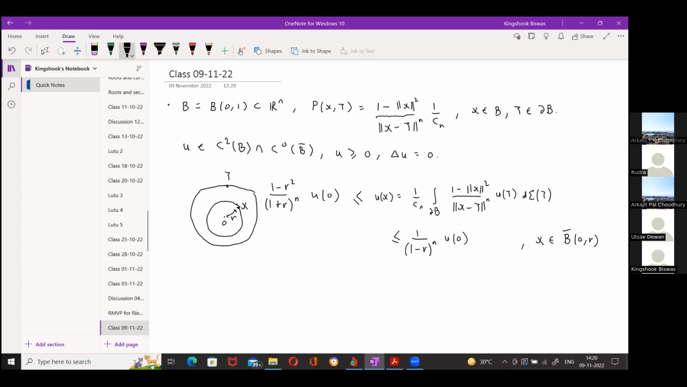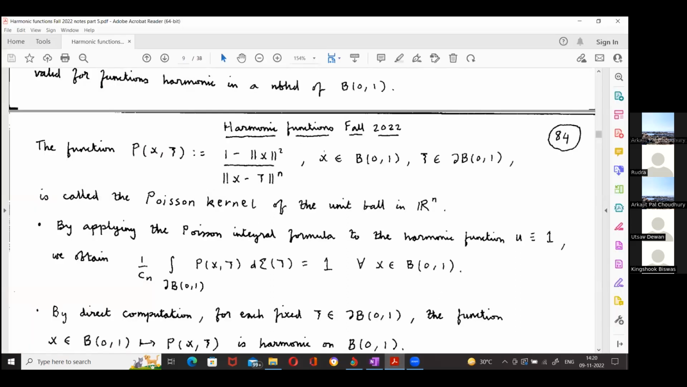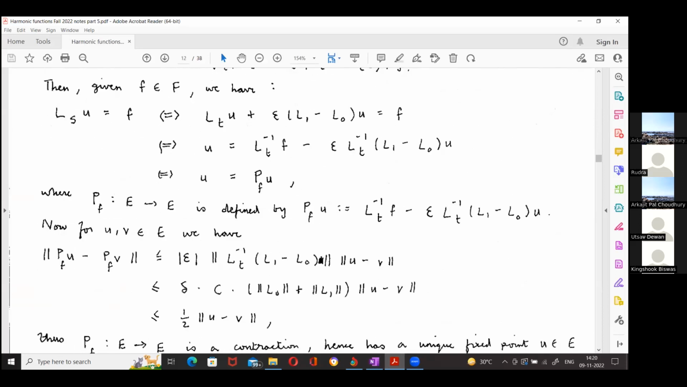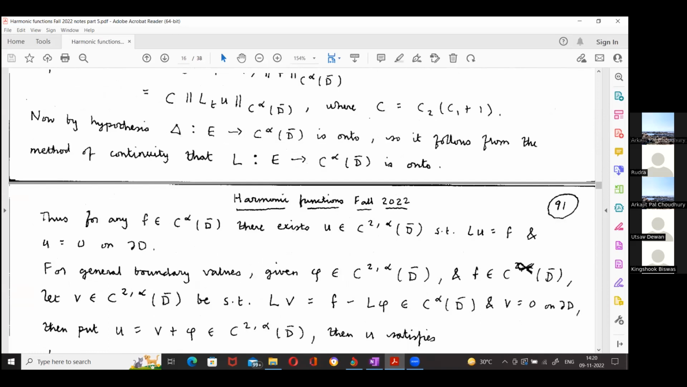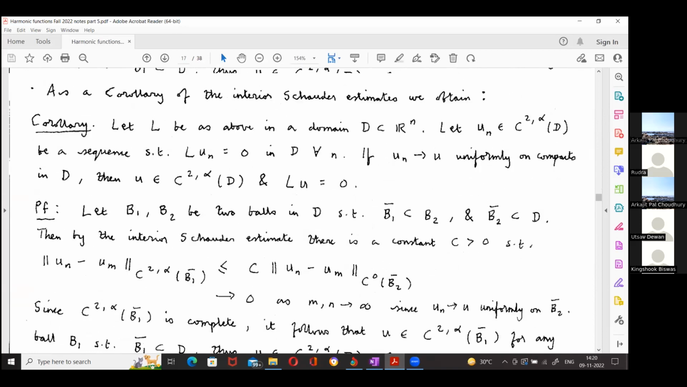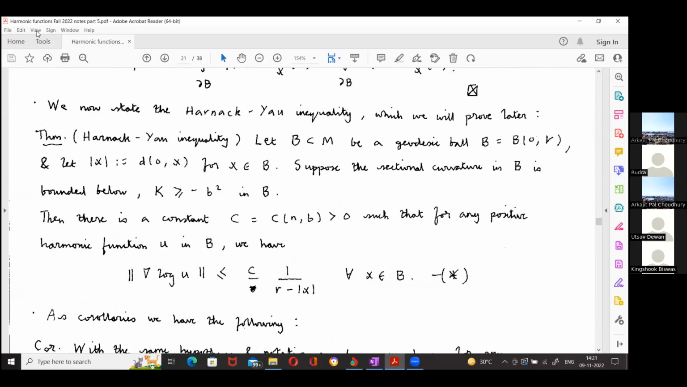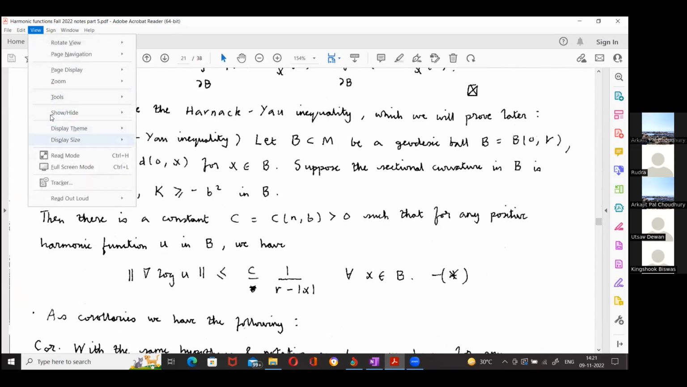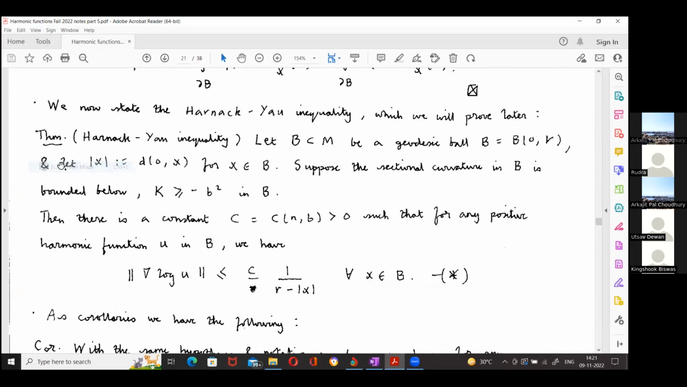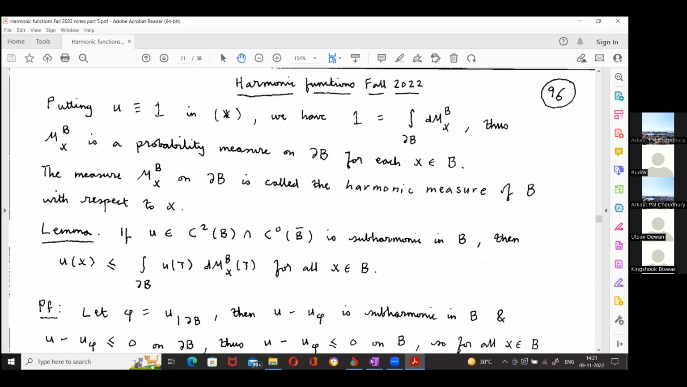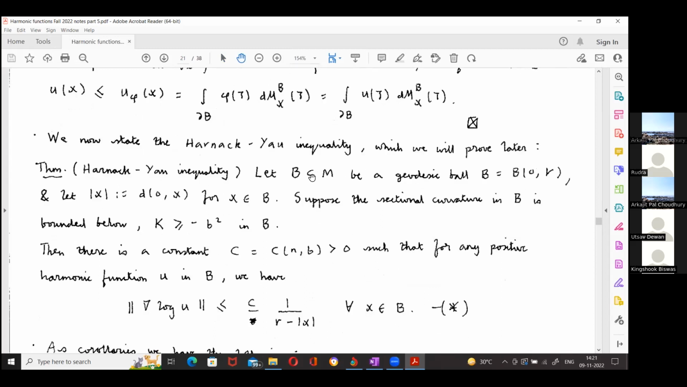So the classical Harnack inequalities give you bounds on the values of the function in terms of the values at the center. The Harnack-Yau inequality is sharper because it gives you bounds on the gradient of the log of the function, which will imply the bounds on the function. Okay, so let me state the Harnack-Yau inequality.